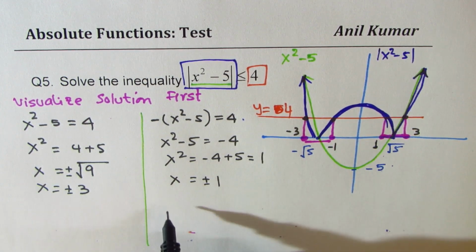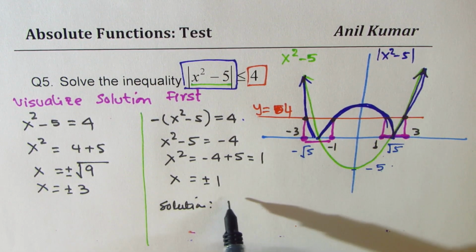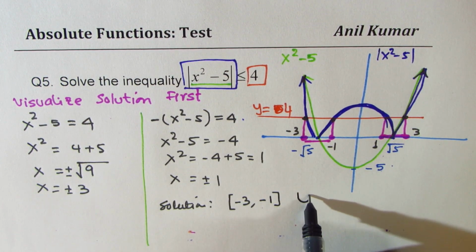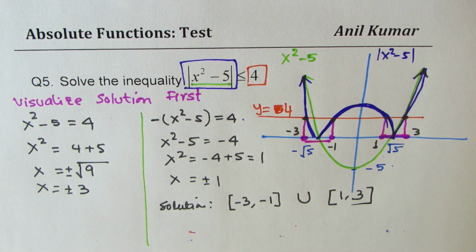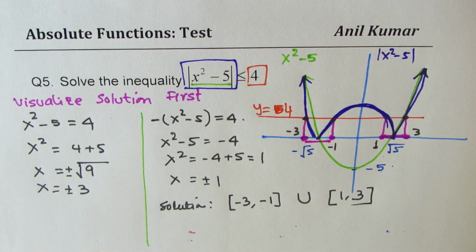So what is the solution? Clearly, the solution is that x is in between -3 and -1, union 1 and 3. Do you see the solution? So we have solved the inequality by our understanding of the equation itself along with the graph. If you do this combination of graph and algebra, you actually land up with a very small solution. Otherwise, it could have been very complicated. So I hope this point is absolutely clear.